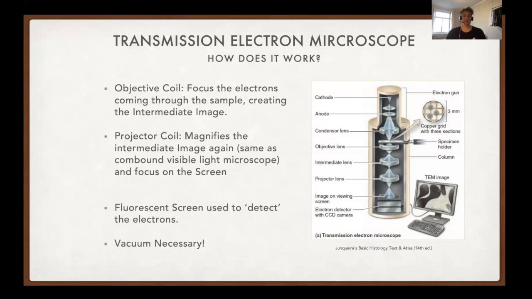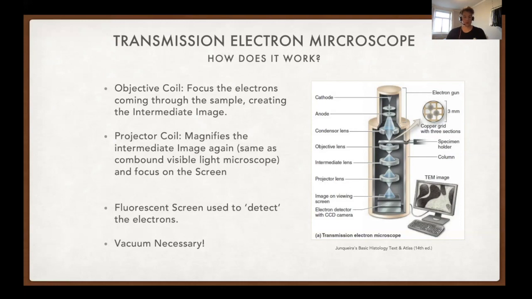Then the objective lens is used to focus the electrons coming from the sample, and creating an intermediate image. And then in modern microscopes, there is some intermediate lens as well. There could be more. It depends on the electron microscope you're using. And then the projector coil, which further magnifies again and projects the image on your fluorescent screen or viewing screen. And this is where the image is generated.